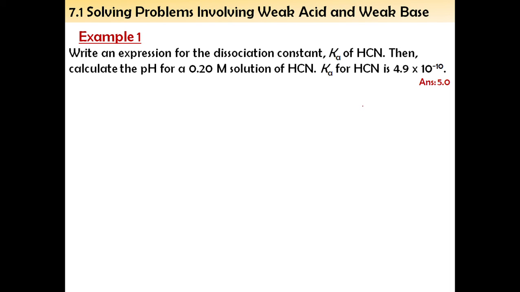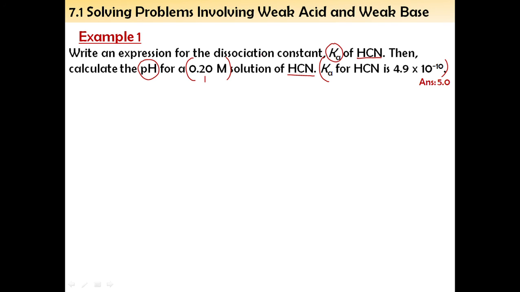Okay, so for this question, you are given the HCN and the question wants you to write the expression for Ka. And next, cari pH value for 0.2 M. So ini adalah initial concentration untuk HCN and Ka is given to you. Kalau Ka diberi, memang ini adalah weak acid. Before kita buat ice table, sebab weak acid dengan weak base memang kena guna ice table kan? Sebelum kita construct our ice table, the first thing that we have to do is what?